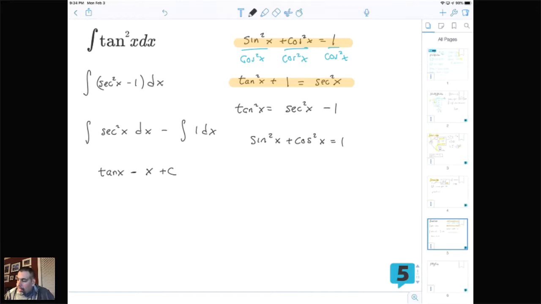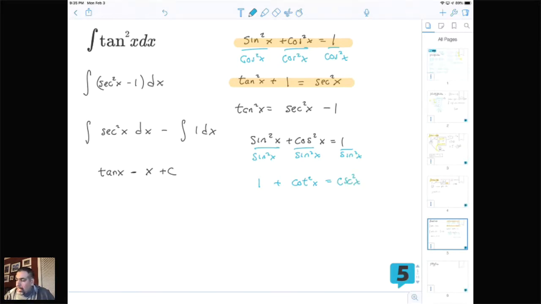equals 1. And this time, instead of dividing by cosine squared, divide everything by sine squared this time. And we end up with 1 plus cotangent squared x equals cosecant squared x.